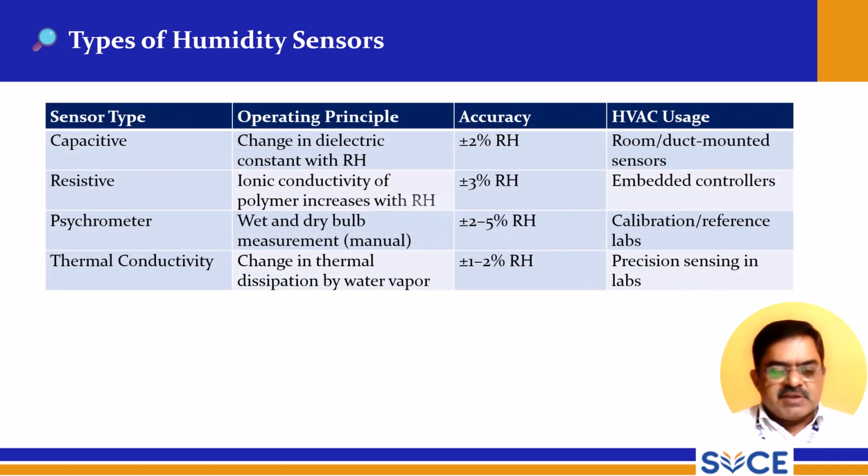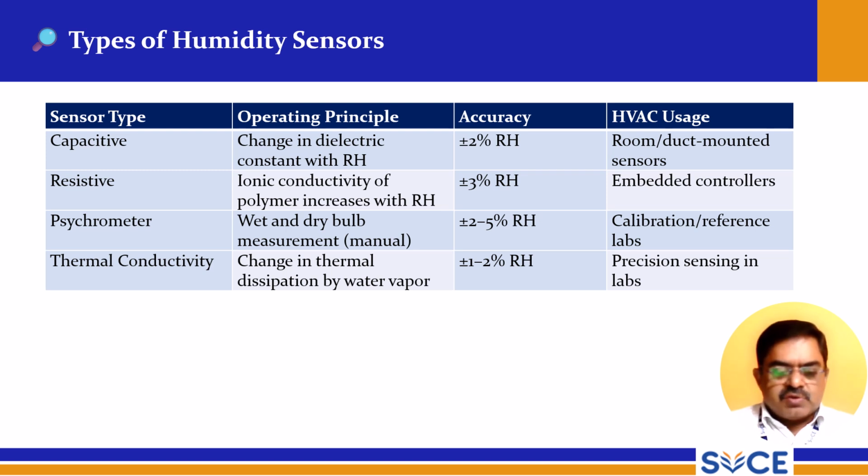So, types of humidity sensors: there are actually four types, and they are capacitive type, resistive type, psychrometer, and thermal conductivity. For the capacitive type, the operating principle is change in dielectric constant with RH. Accuracy is plus or minus 2 percent of RH. It can be used as room and duct mounted sensors.